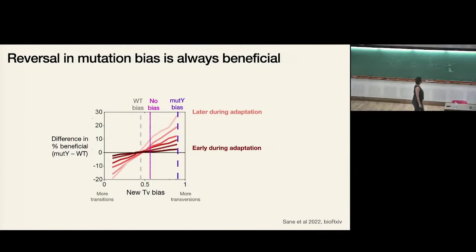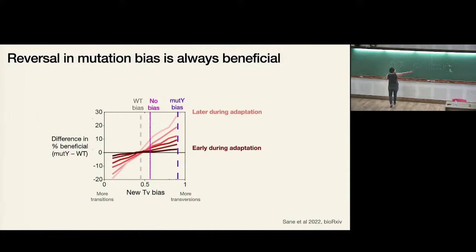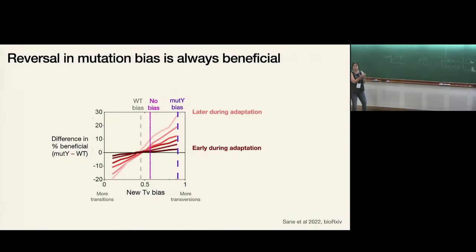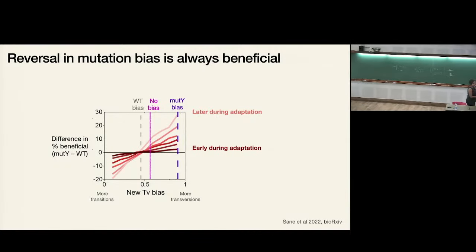Same way, if you have a bias shift which makes the existing bias more extreme, so you're going to the left of the gray line, you're going to get a bigger problem and a drop in beneficial mutations later during adaptation. Okay, so the light pink line is at the bottom, yeah. This later is because this is a fairly rugged landscape.